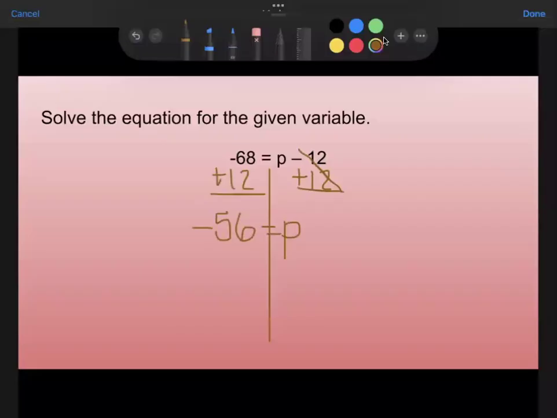And again, if you want to test your solution, you could substitute in negative 56 for p into the original equation, calculate the right side, and see if it matches the left side. If it does, then that is your solution.